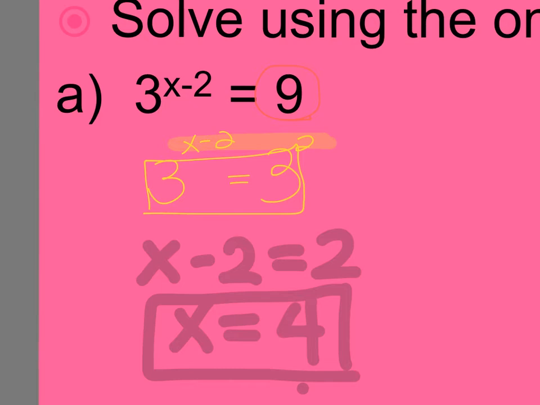These are really easy to check. If I take this 4 and I plug it back in, 3 to the 4 minus 2 becomes 3 to the second, and 3 to the second is 9. So I know it's right.